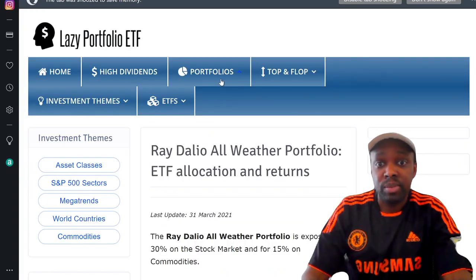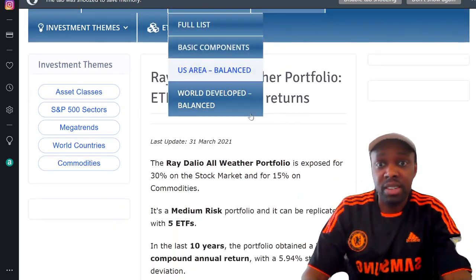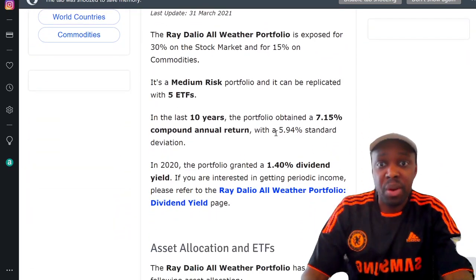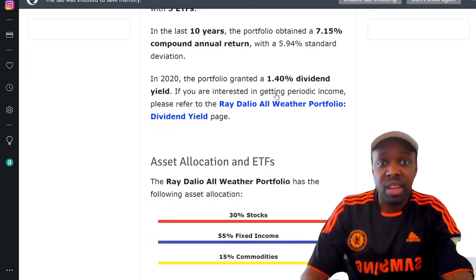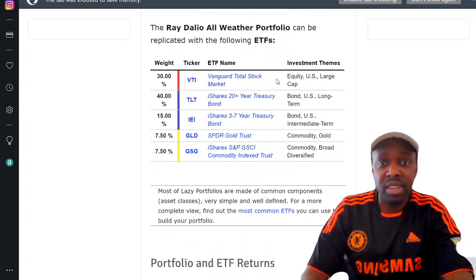Now, someone else tested it. So this guy, the lazy ETF, he tested it March 21. So in the last 10 years, it's done 7.15% annual return with a 5.94% standard deviation and a 1.4% dividend yield. So you're getting dividends. And then here's the stocks, right?